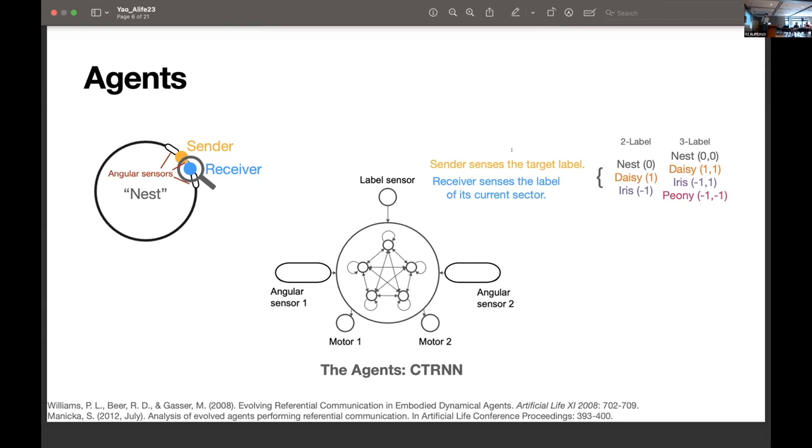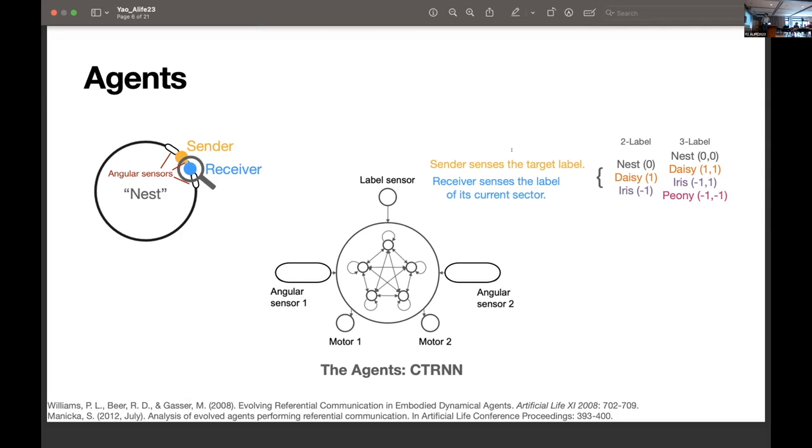For the sender, it uses the label sensor to sense a target label. That is the label it is trying to communicate to the receiver and let the receiver go to. And the receiver knows things about the environment. It senses the label of the position, the sector it's currently in, in the environment. So we have first a 2-label task and a 3-label task.